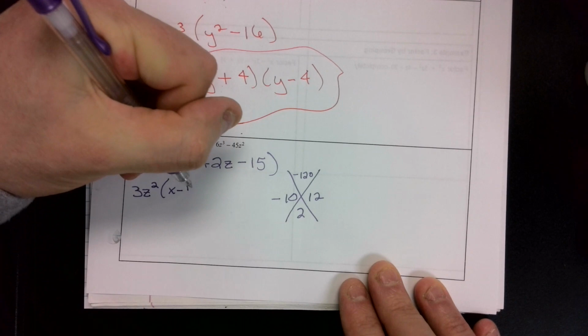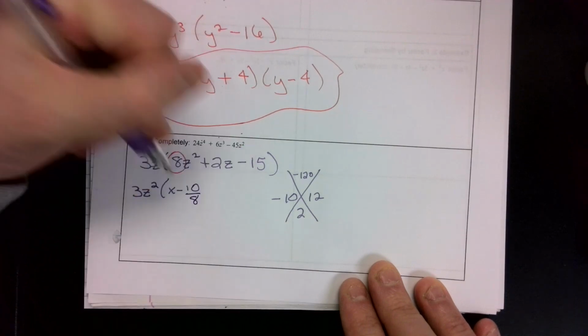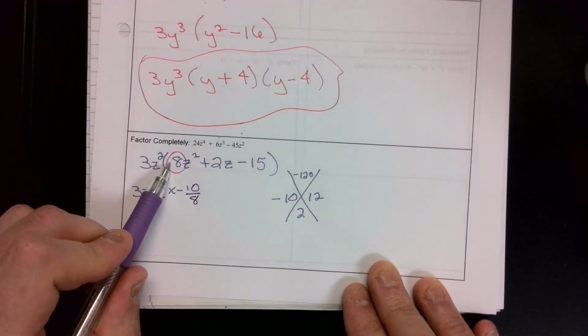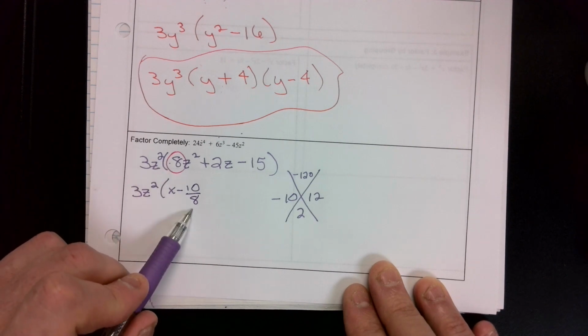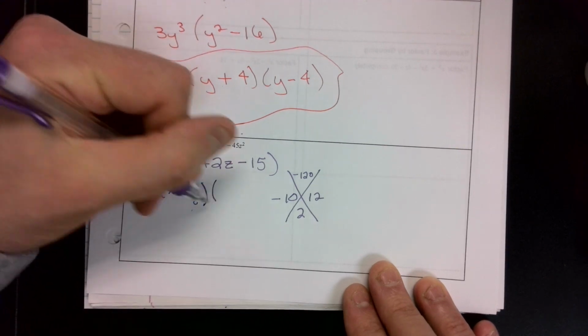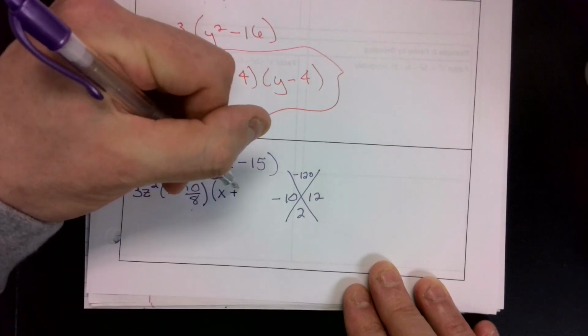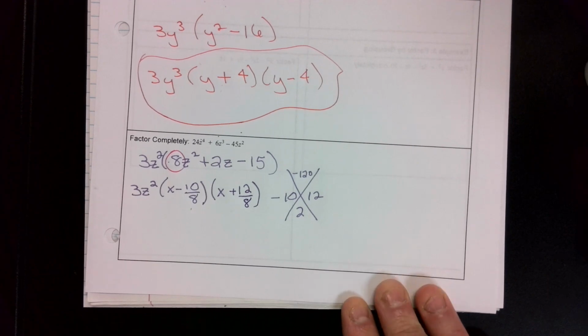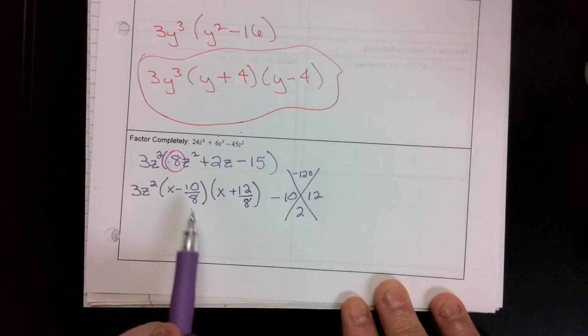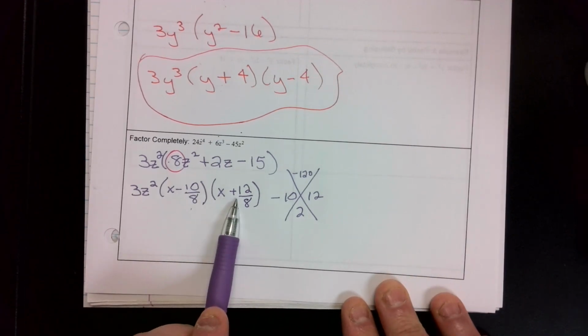So anytime this number is different than 1, we have to put it as a denominator underneath our numbers. And then we have x plus 12 divided by 8, and you put it in both of them. So our next step is to take these two fractions and reduce them. And so bring your GCF along for the ride.